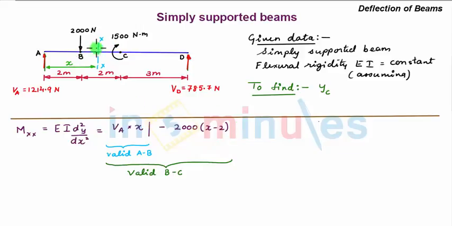Now let's move this section again towards right beyond point C, such that your section is between points C and D. If we write the bending moment equation about section XX, we'll see that these two terms will remain the same, whereas there will be only an addition of this clockwise moment which is acting at a distance of x minus 4 meter.